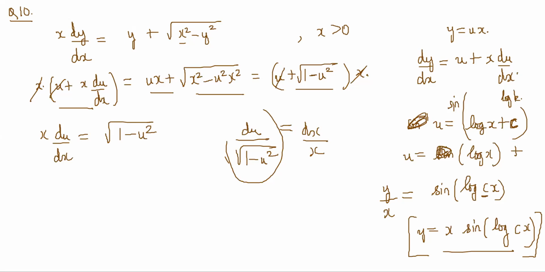Question 18th. x dy by dx minus 1 plus x. You have already tried this, okay? No, sir, I haven't done this. Plus x y is equal to xy square. So we have to put u as y to the power -1, right?